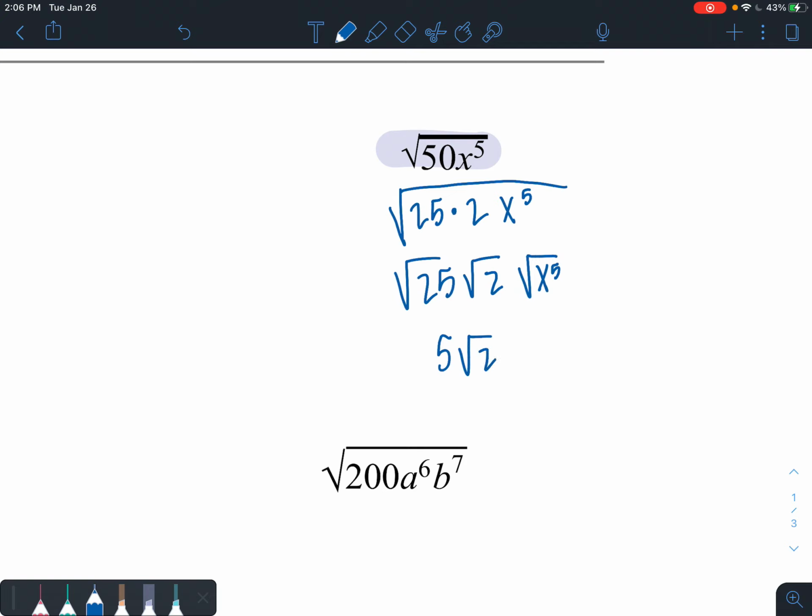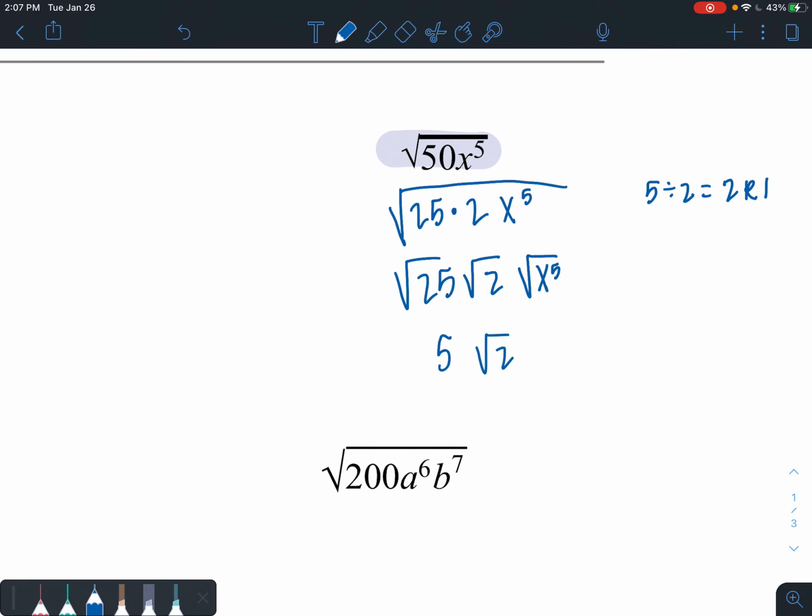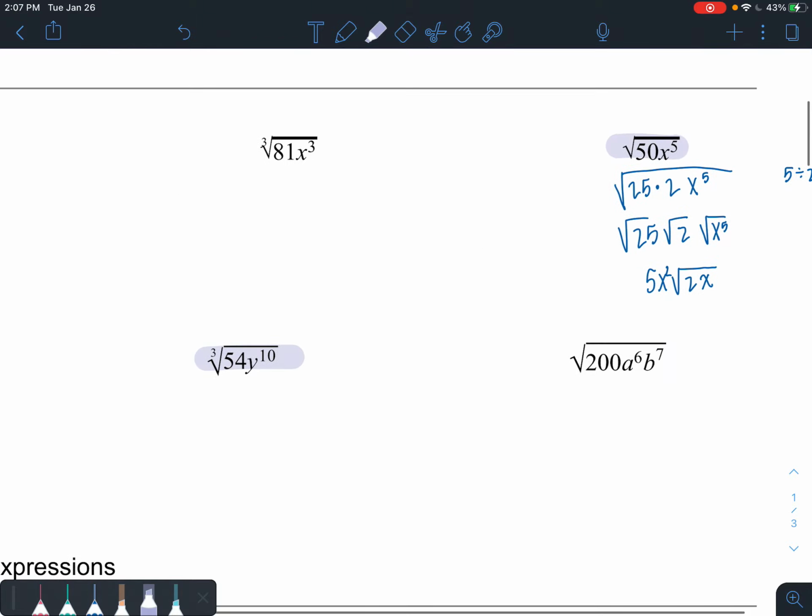We have radical 2. And then x to the 5th, what we do is we take 5 divided by 2, and we get 2 remainder 1, which means that we have x to the 2 on the outside and x to the 1 on the inside. So I'm just going to leave it as x since that is there. So these match up. Okay, so there's our answer with that one.